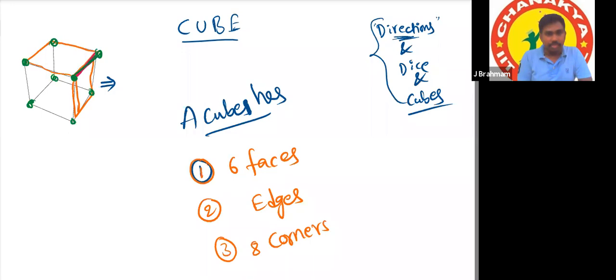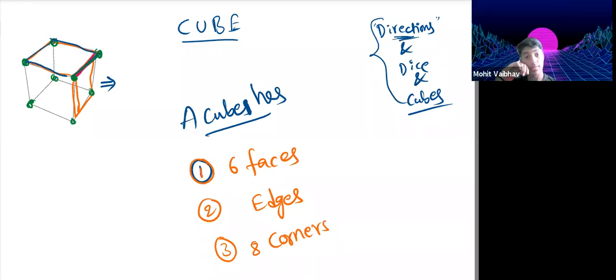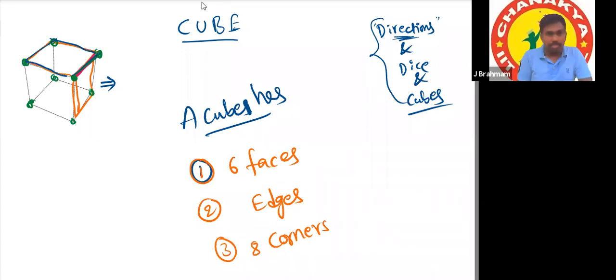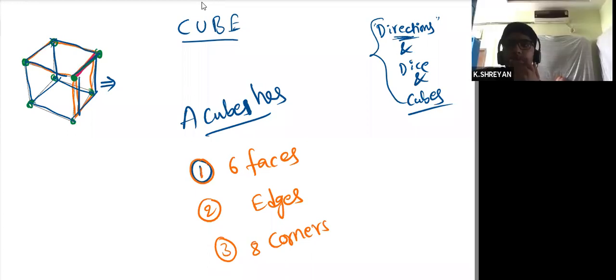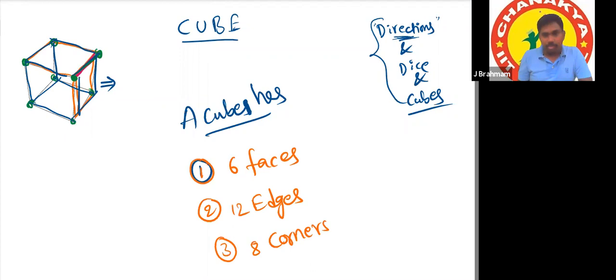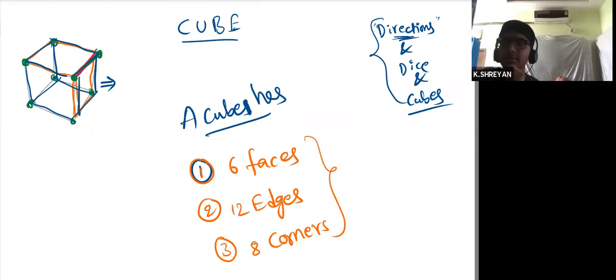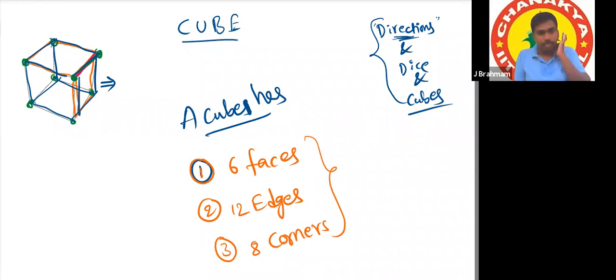12 edges, correct. On the top it is 1, 2, 3, then 4. In the bottom also the same, 1, 2, 3, and 4. And the lines joining top and bottom, vertical lines, 1, 2, 3, and then 4. So in total we are drawing 12 edges. The total topic depends on these 3 points only. So try to memorize these 3 points.